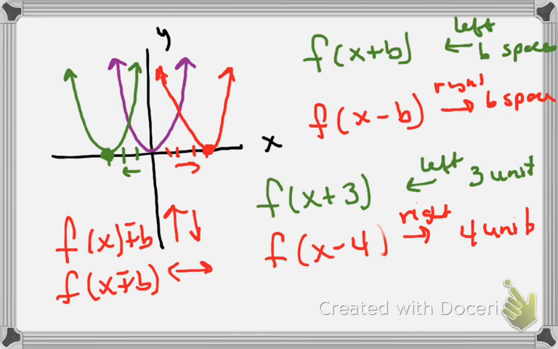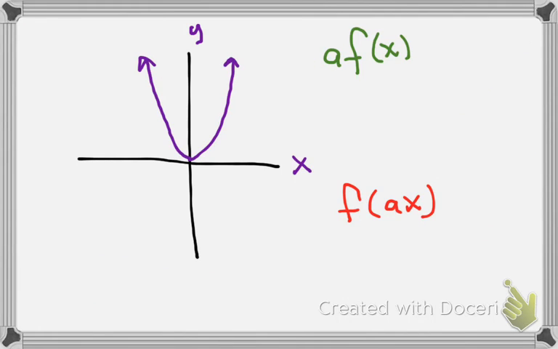Now we're going to talk about what happens when you have this situation. So here's our parent function. The a represents a number that we're going to multiply to f of x. So whenever you see a number being multiplied outside the parentheses, let me give you an example. Let's say it looks like this.